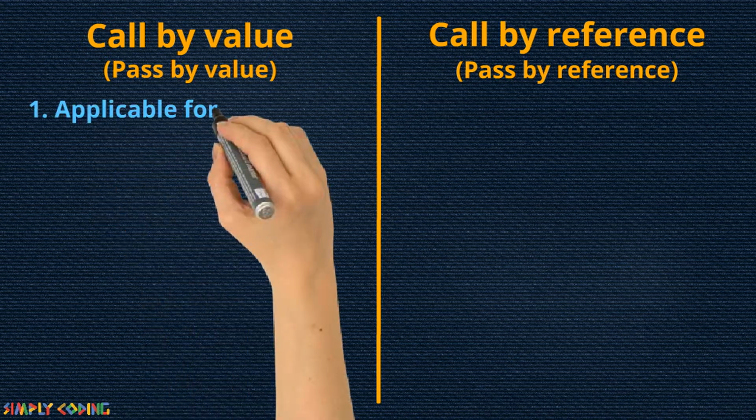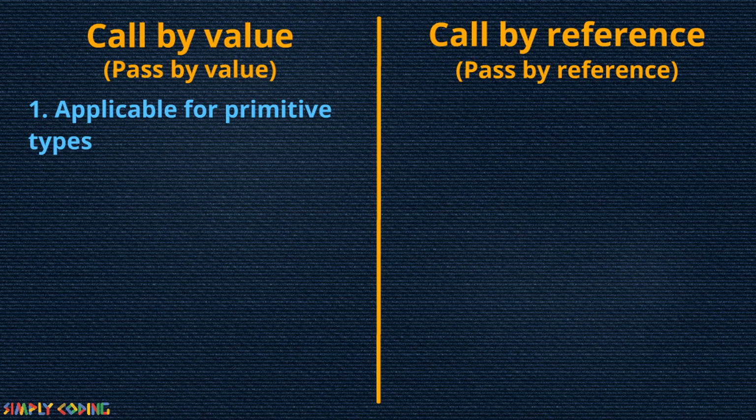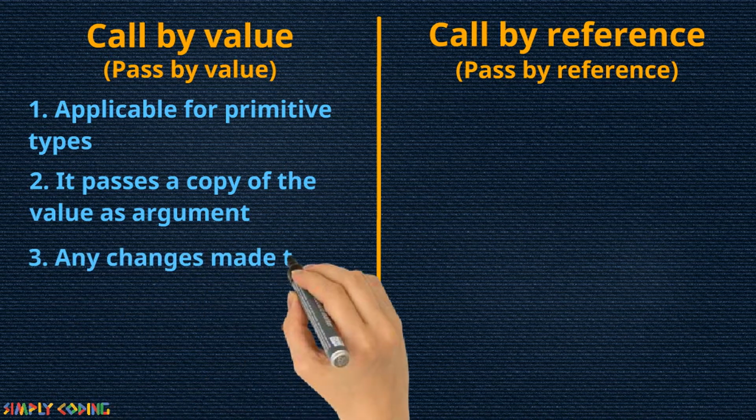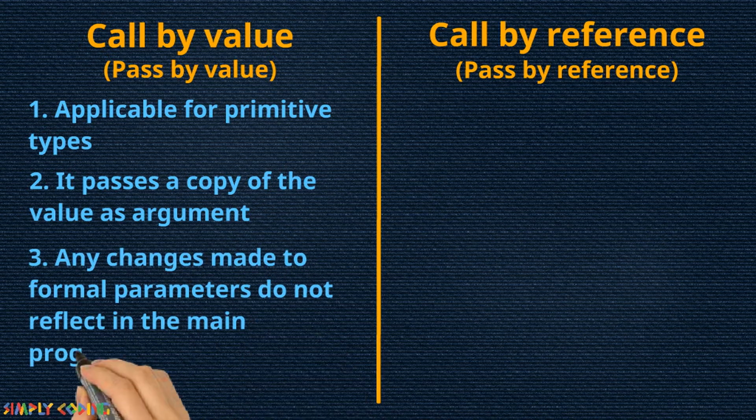It is applicable for all primitive types in Java like int, char, etc. It passes a copy of the values of actual parameters into formal parameters. Any changes you make to the formal parameter do not reflect in the main program or alter the actual parameter in any way.